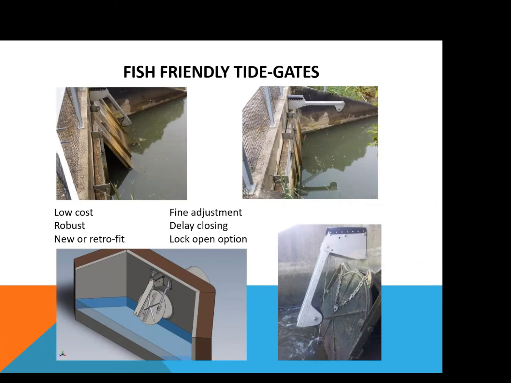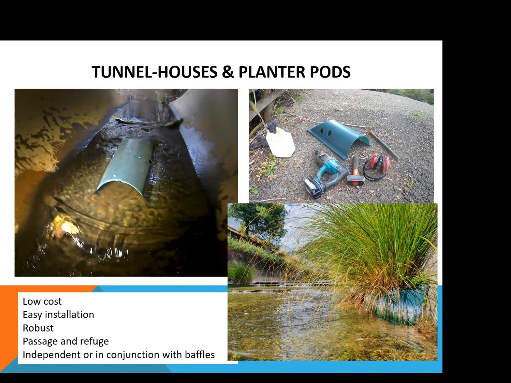Tide gates can often be the first barrier that fish encounter on their upstream migration, and can also greatly affect water quality. We have developed a number of options for both existing and new tide gates to essentially delay the closing moment. It is important that tide gates are finely adjustable, as each site will be able to cope with different amounts of tide differential upstream as a result of the delayed closing.